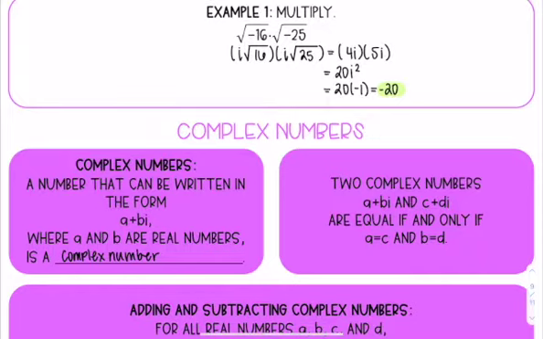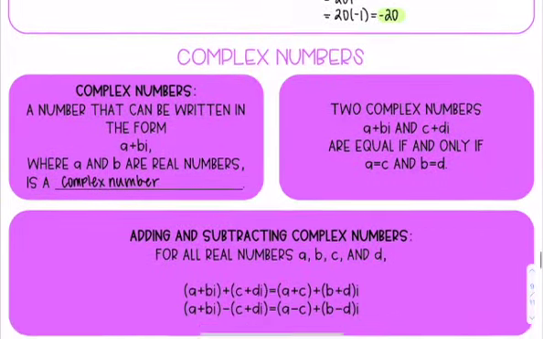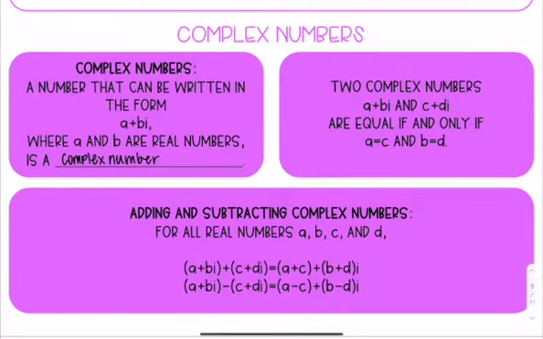And so when I add and subtract complex numbers, we add and subtract the real parts and we add and subtract the imaginary parts. So (a plus bi) plus (c plus di) turns into (a plus c) plus (b plus d) times i. And if I were to subtract (a plus bi) minus (c plus di), I have (a minus c) plus (b minus d) times i.